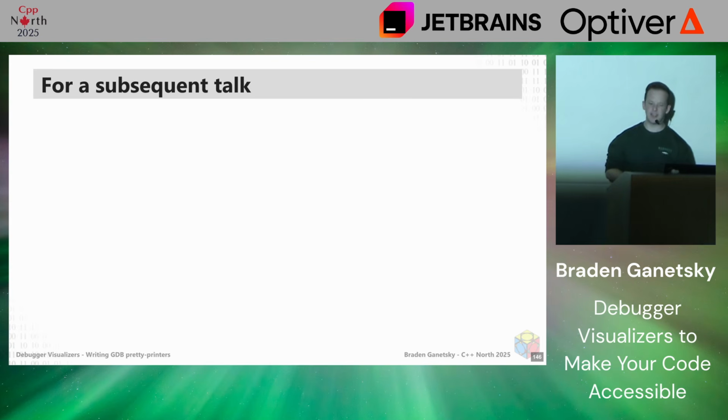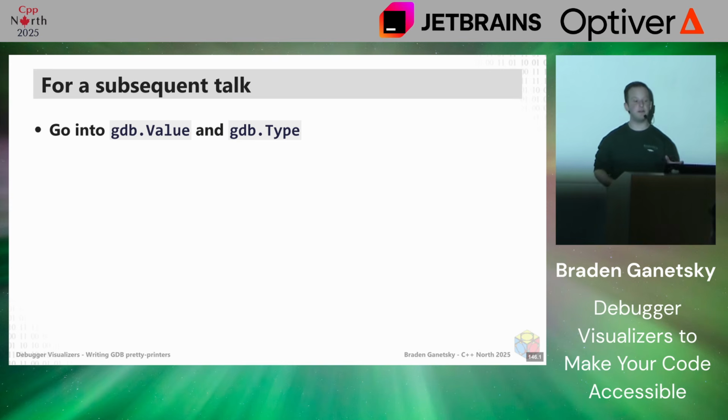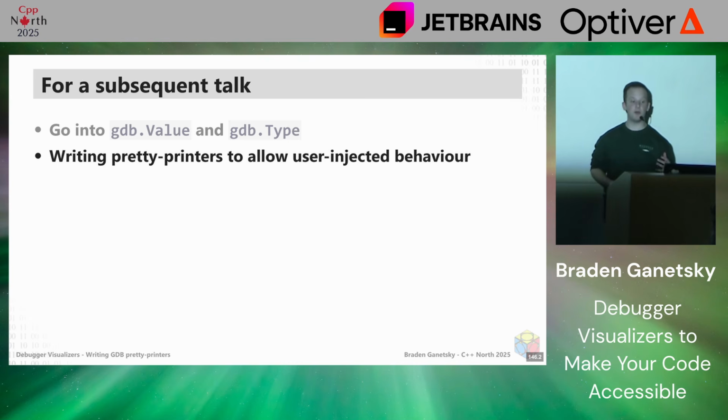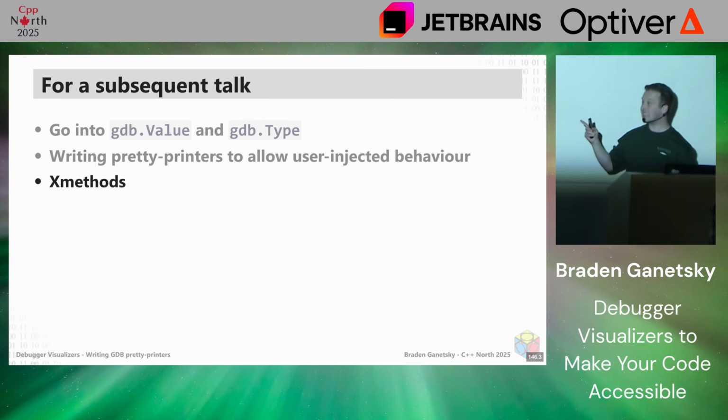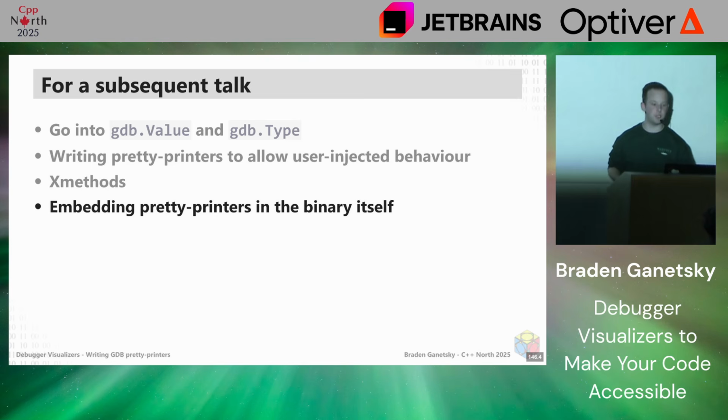There's a subsequent talk that I would love to give. Along with my subsequent NatVis talk, I want to give a subsequent GDB talk. I want to talk about gdb.Value and gdb.Type. I want to talk about writing pretty printers to allow for user-injected behavior, which is something I did in Boost. I want to talk about Xmethods. This is a way of adding basically member functions on your type that are callable from within GDB, but not from within the pretty printer. They're callable from a user perspective. So you're able to end up outputting another pretty printer by calling an actual method on your type. Very interesting. Obviously, I can't get too much into it now, but it's very good.